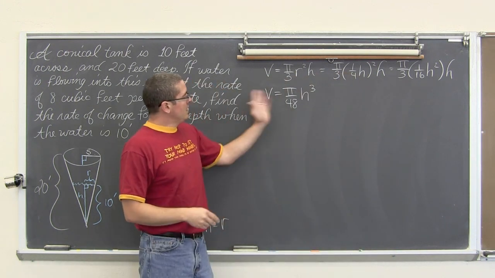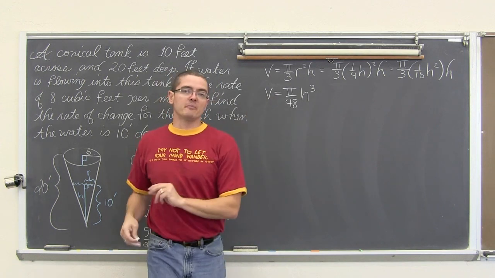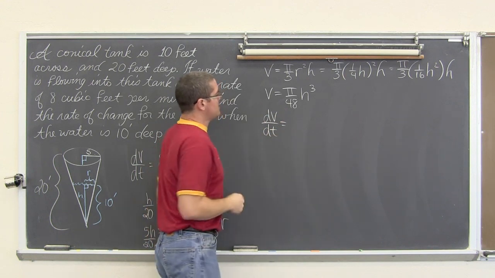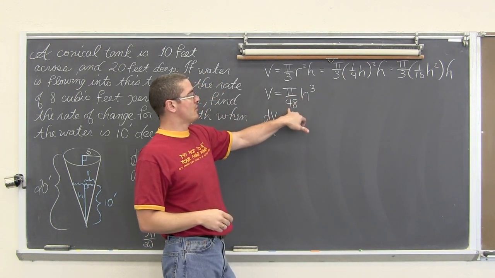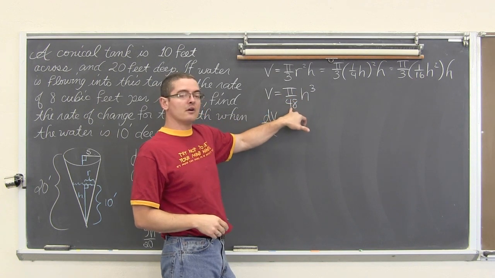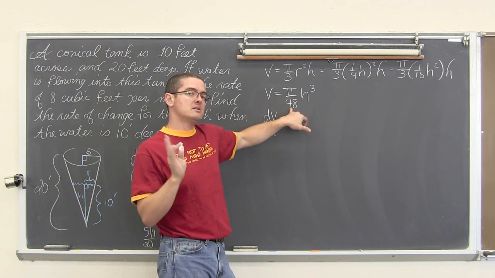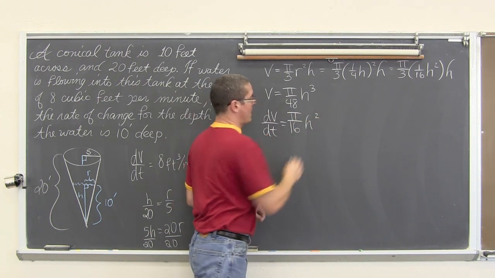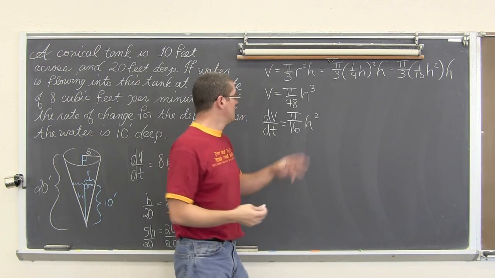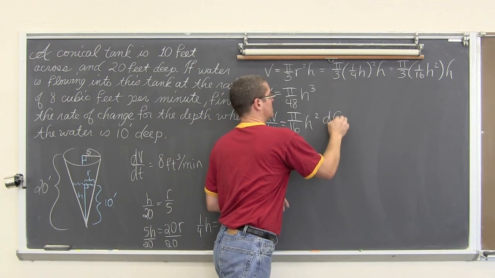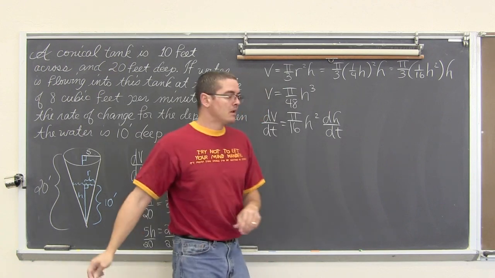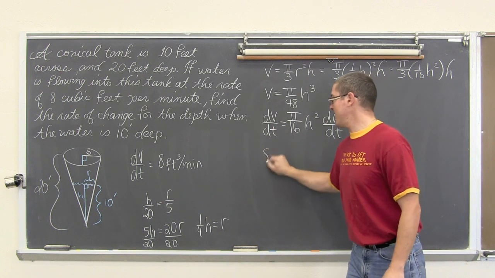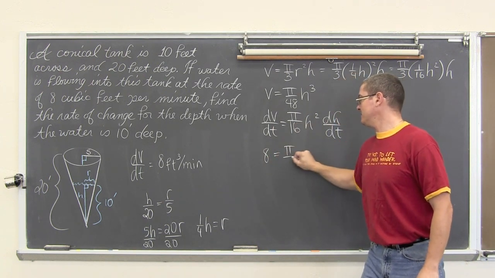So here we have volume, V equals pi h cubed over 48. We're going to find the derivative of both sides with respect to t. So dV/dt is equal to 3 times pi over 48. That's 3 over 48, which reduces to 1 over 16. So we have pi over 16 h squared, and it's a chain rule, again the derivative with respect to time, so dh/dt. Now, we are given the rate of change for volume. That's 8.